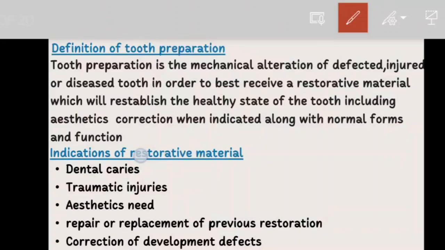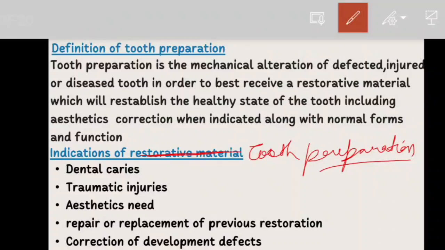So what is the indication of tooth preparation? Tooth preparation is done in the following conditions: dental caries, traumatic injuries, aesthetic needs, repair or replacement of the previous restoration, and correction of developmental defects.